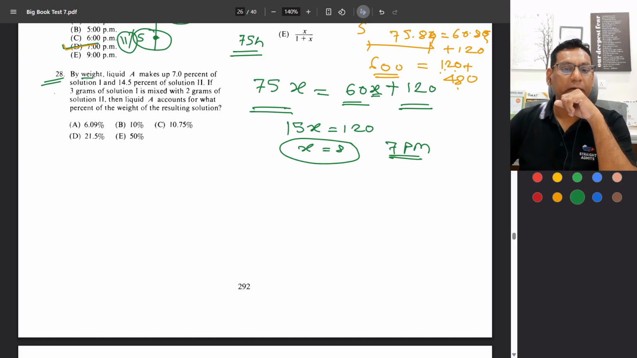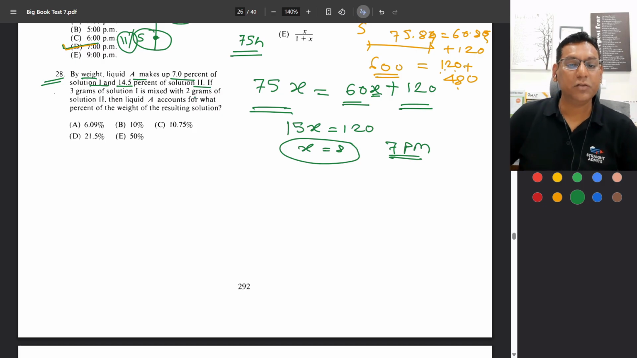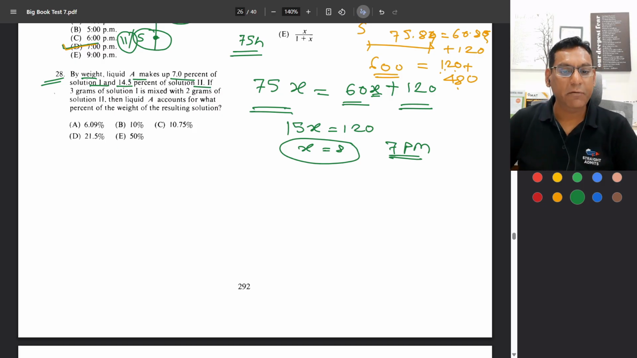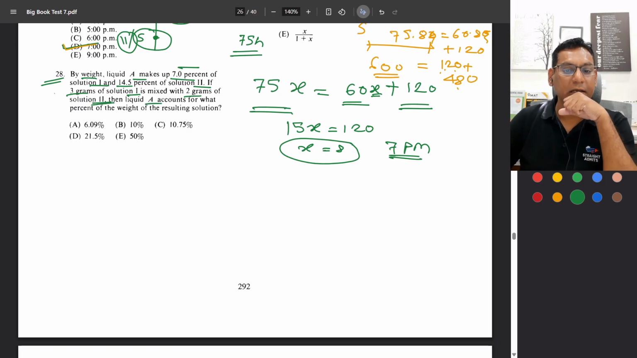Question 28. By weight, liquid A makes up 7% of solution A and 14% of solution B. Okay, if 3 grams of solution A is mixed with 2 grams of solution 2, then liquid A accounts for what percentage of weight of the resulting solution?